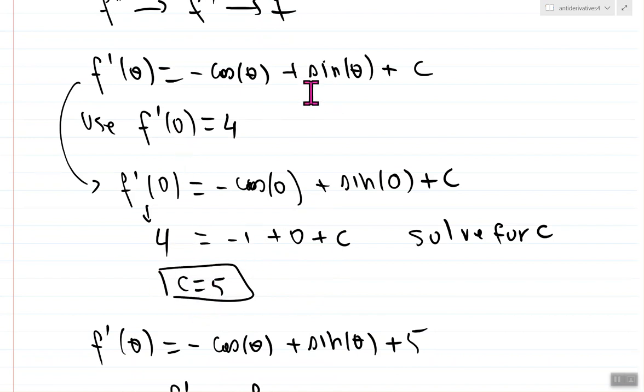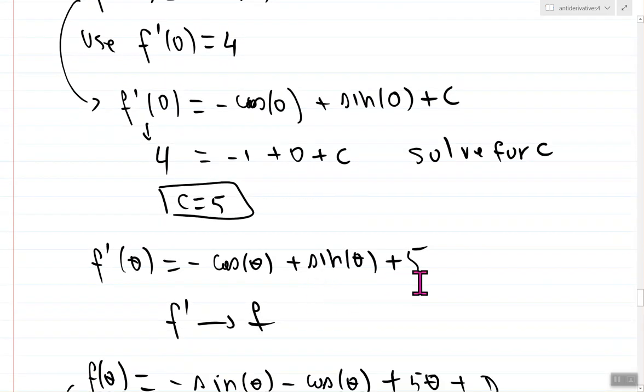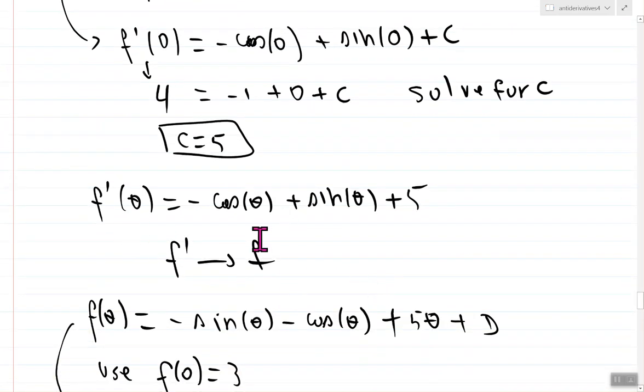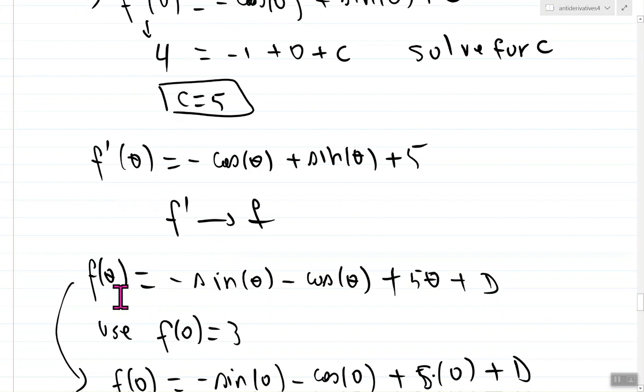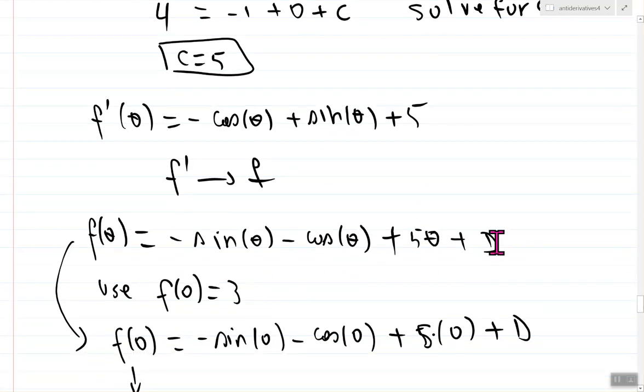So you go to this equation, you replace c by 5. So you get plus 5. And then from this equation, you take again the antiderivative of f prime of theta, which gives us f of theta. And then we know the antiderivative of cosine is sine. So you're going to have negative sine theta here. The antiderivative of sine is negative cosine. So you get negative cosine theta. The antiderivative of 5 is 5 theta. And then plus d, the new constant.